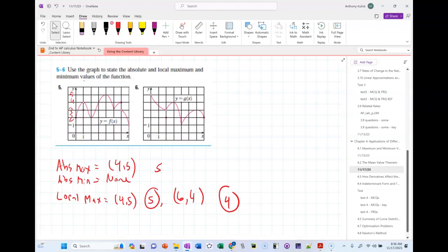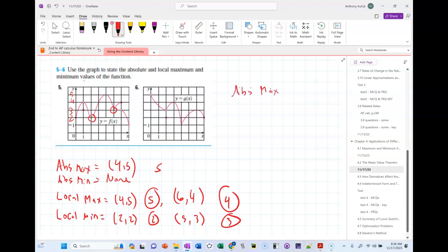Now, our minimums. So I see a local min here and a local min here, and that would be it, right? So that looks like (2, 2), so 2, and then (5, 3), so 3. Is that okay? Sure.